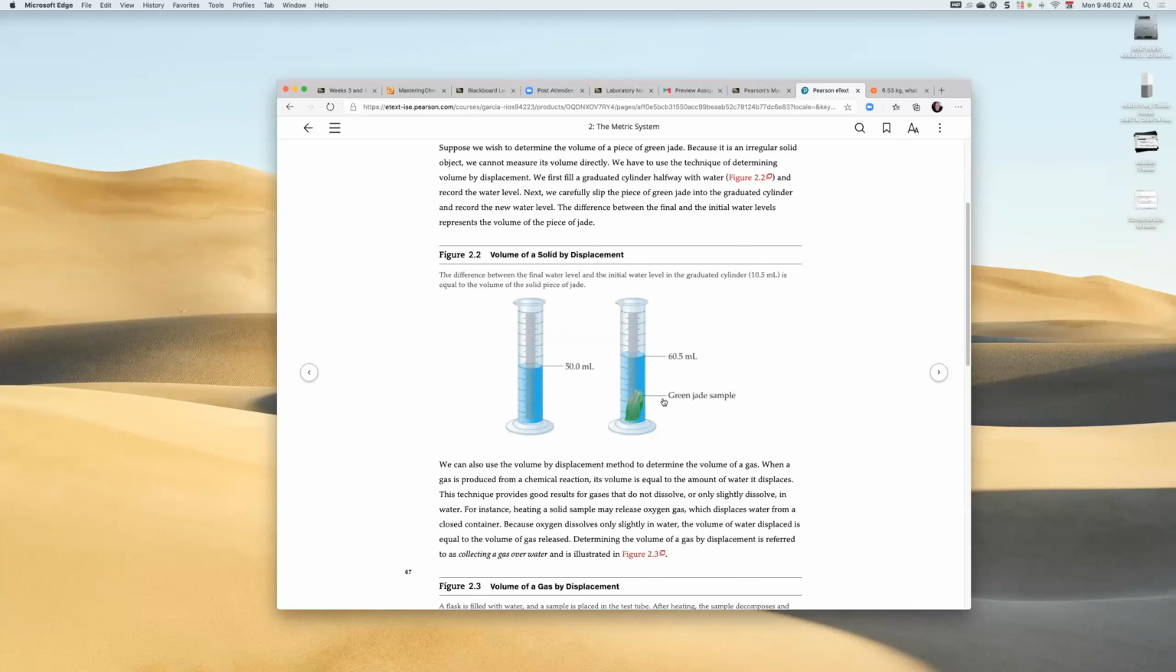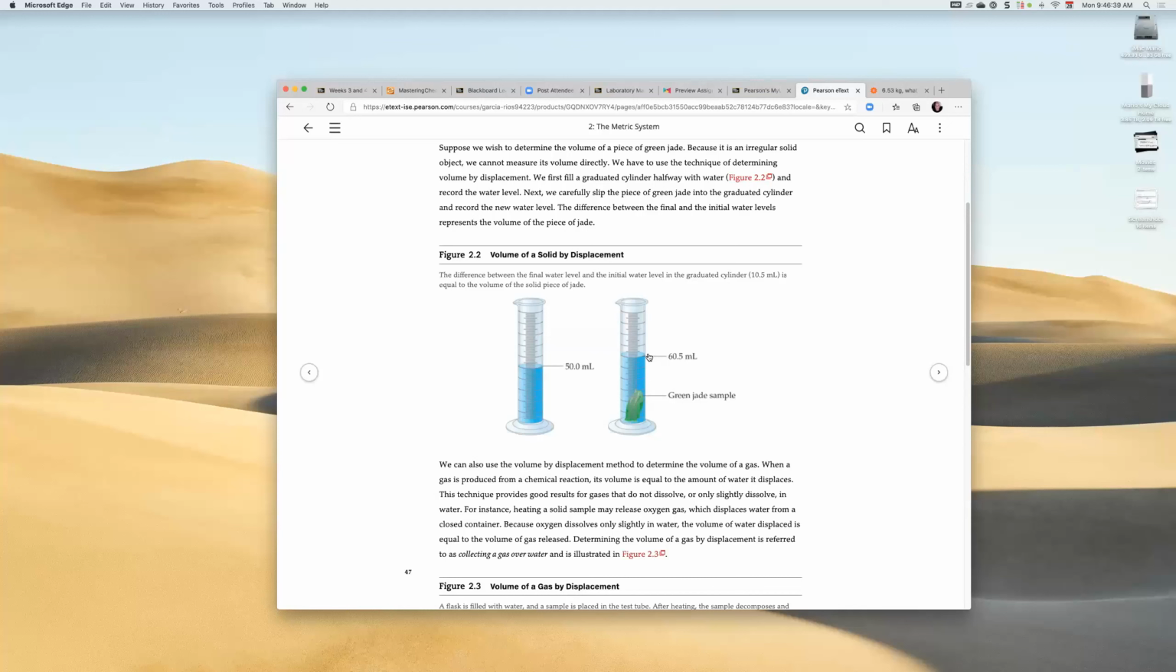And now we have a stone. This one is, I guess, called jade, that we want to know the volume of. Impossible to measure by calculation. So what we're going to do is measure the volume of that gemstone by displacement. We drop the stone carefully into the liquid, and the gemstone is going to push the liquid level up by an amount equal to its volume.